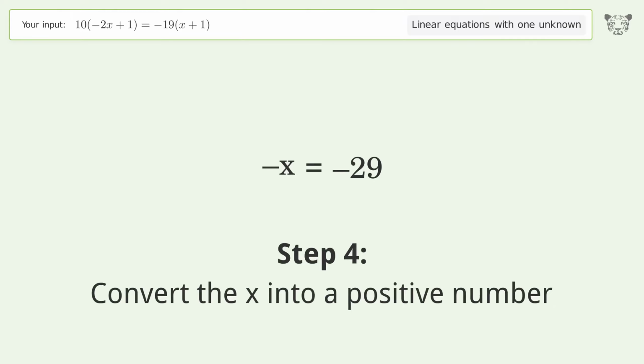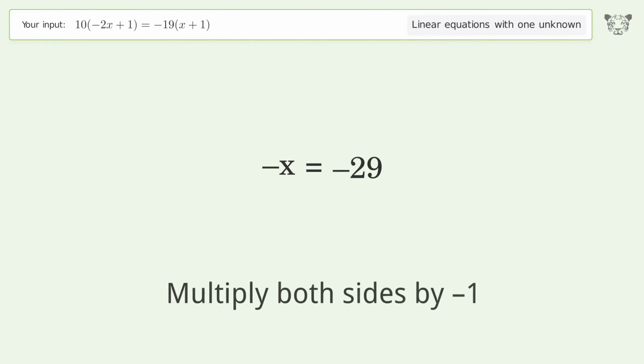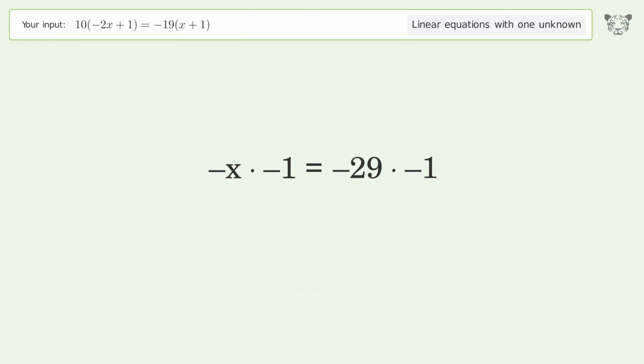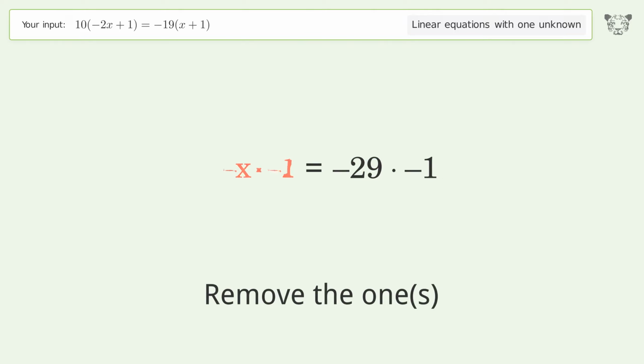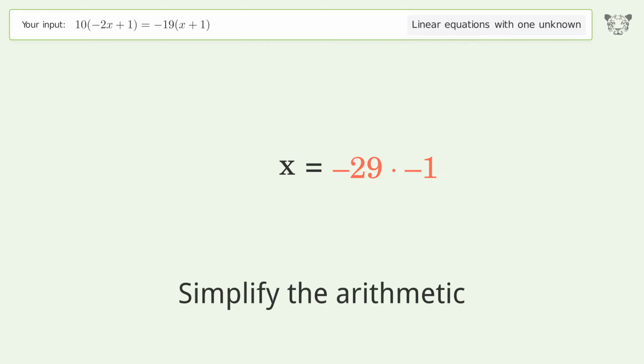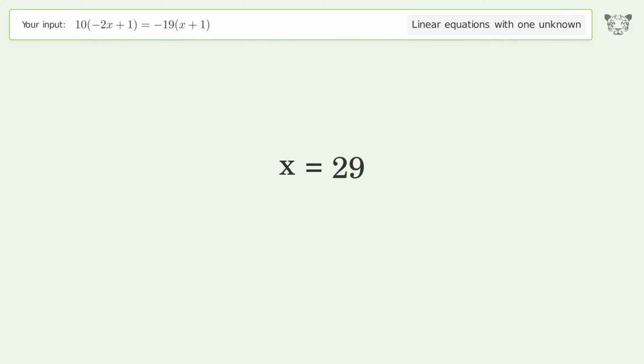Convert the x into a positive number. Multiply both sides by -1. Remove the ones. Simplify the arithmetic. And so the final result is x equals 29.